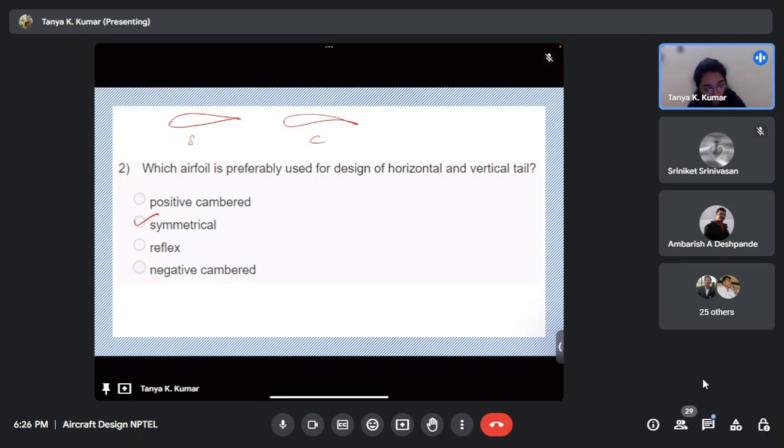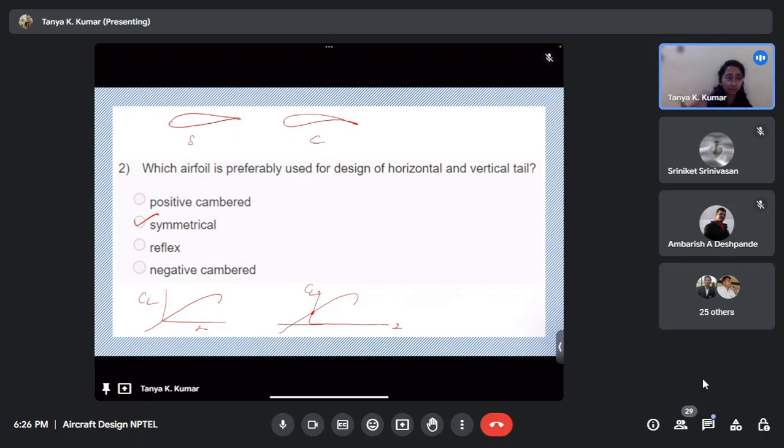So for symmetric, let me just draw it here. This is CL versus alpha, and this is for cambered. Something like this. So CL versus alpha. So even if your wing is at zero angle of attack, if you're using a cambered airfoil, it will produce a lift, right? So it has a CL naught. So it produces lift even if it is at zero angle of attack. Whereas a symmetric airfoil produces no lift at zero angle of attack. And the reason that he has given is correct.